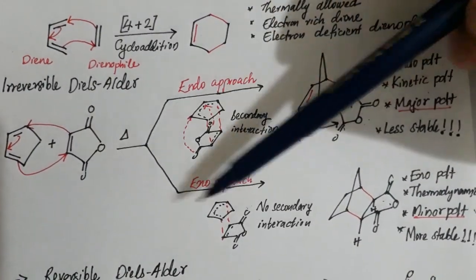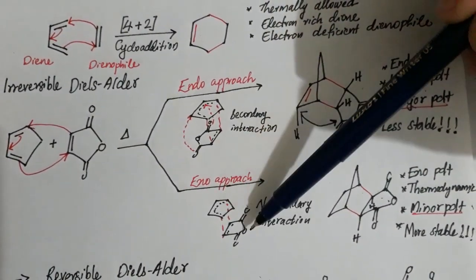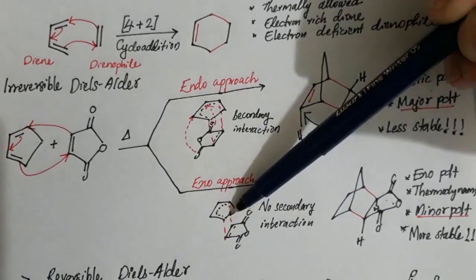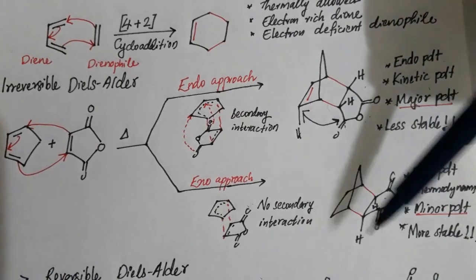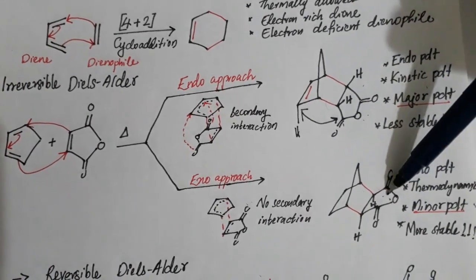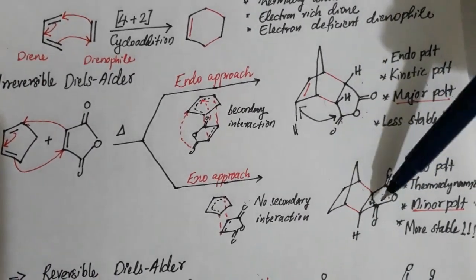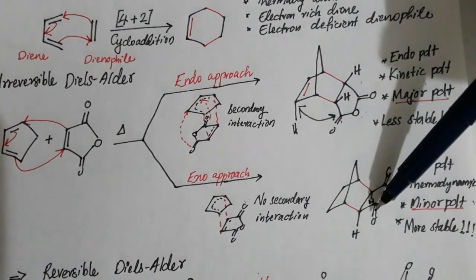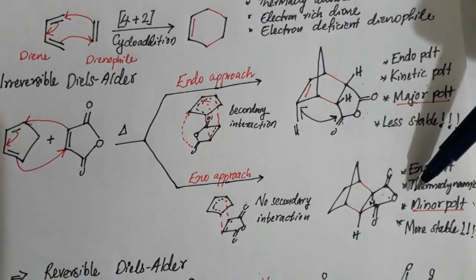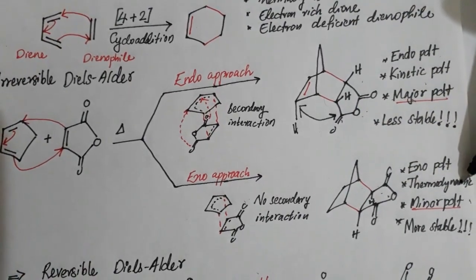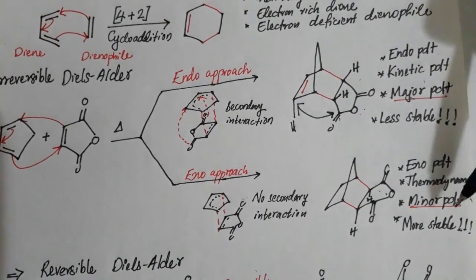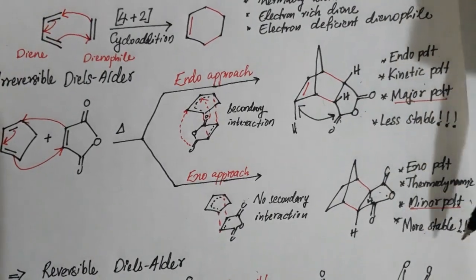The next situation is the exo approach. In the exo approach, your dienophile portion will be outward. As a result, you will end up with this product. In this product, the dienophile portion will be upward, and hydrogen is downward. So this is your exo product, and this exo product is thermodynamically controlled. According to the Endo rule, this is the minor product. Interestingly, it is more stable.